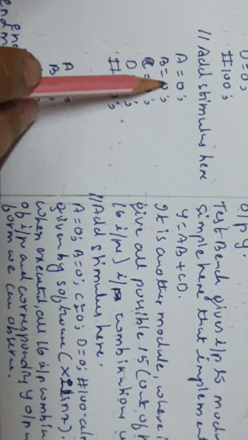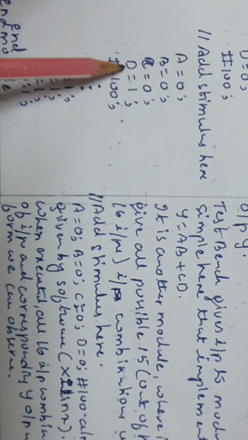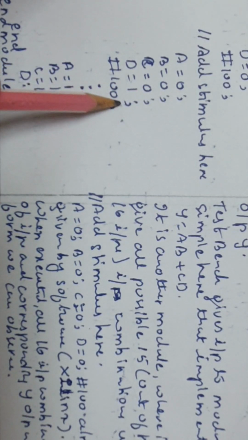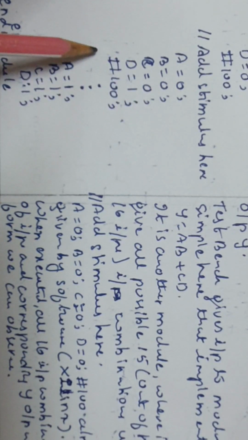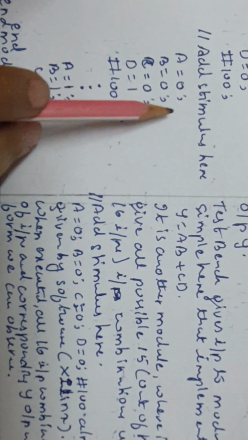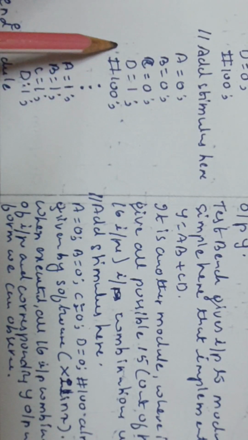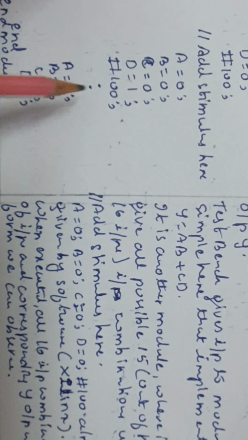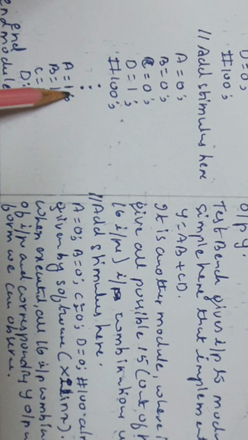A equal to 0, B equal to 0, C equal to 0, D equal to 0 with semicolon. Every line is a statement here, then #100 semicolon. This is the second set of inputs. So like this till 1, 1, 1, 1. Starting from 0, 0, 0, 0, then 0, 0, 0, 1, 0, 0, 1, 0, like that till 1, 1, 1, 1. We have to type all inputs here. So that is the end of inputs and the end of the test bench module.